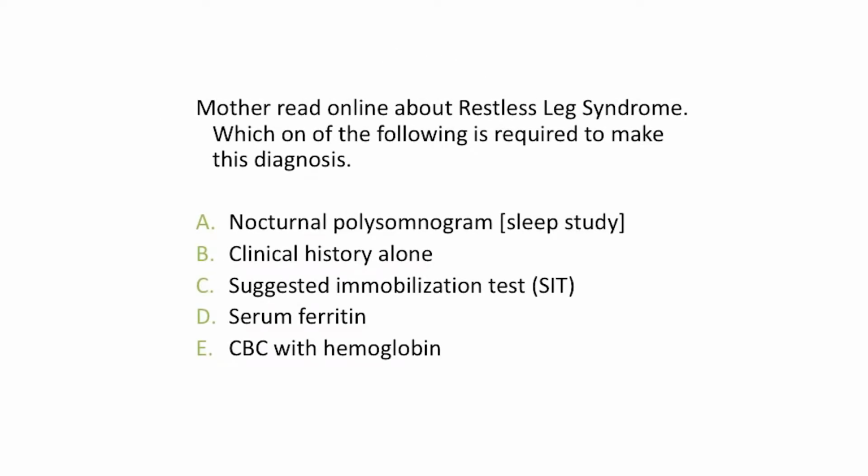5 possible options. So what do you need next to make a diagnosis of restless leg syndrome? You need a sleep study, just a history is enough, or SIT, or suggested immobilization test, where a child sits and you record the child sitting for at least 30 minutes and count the number of times the child moves. Check serum ferritin level, which is the iron stores, and CBC with hemoglobin. Those in favor of A, B, C, D, or E.